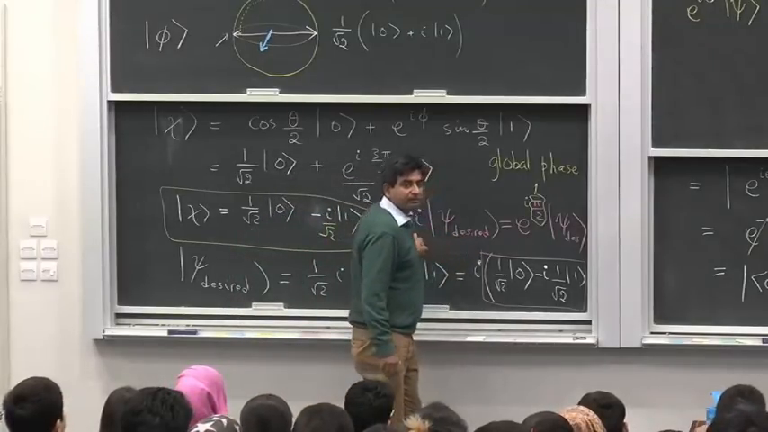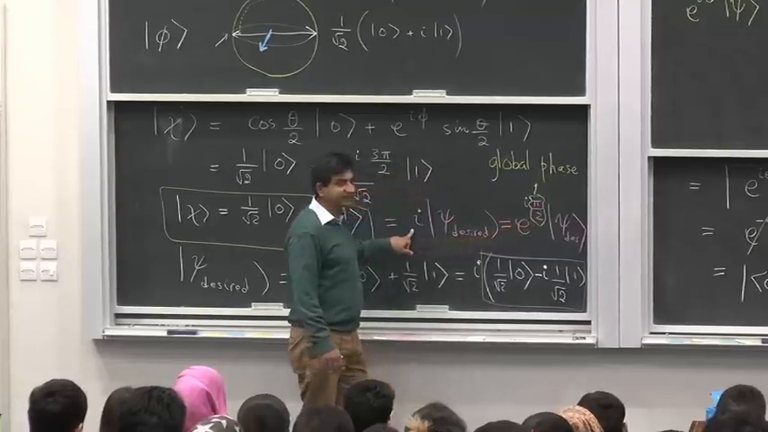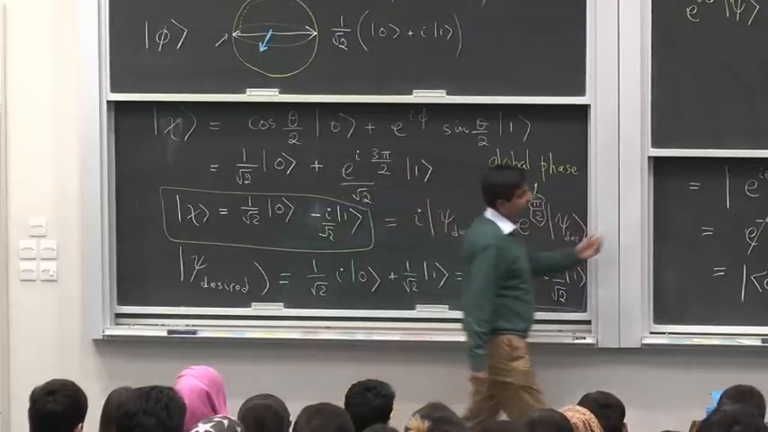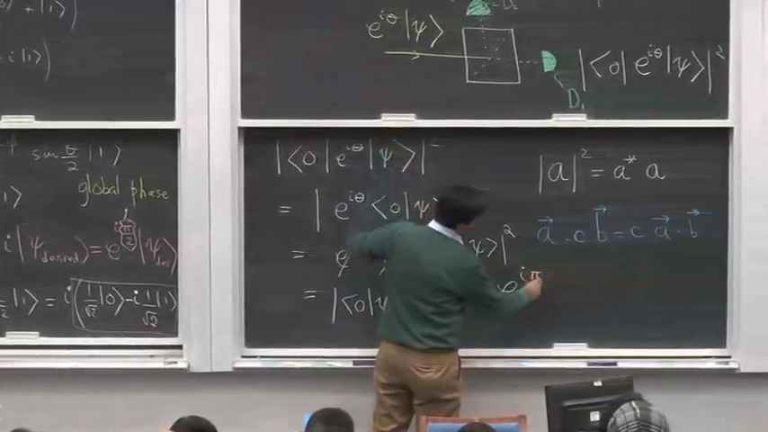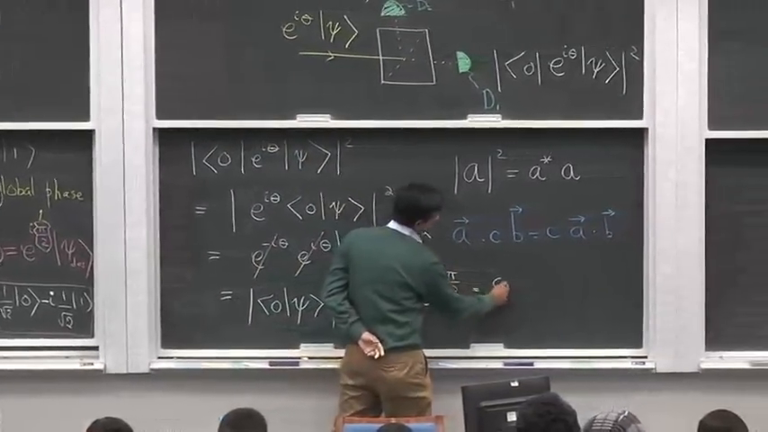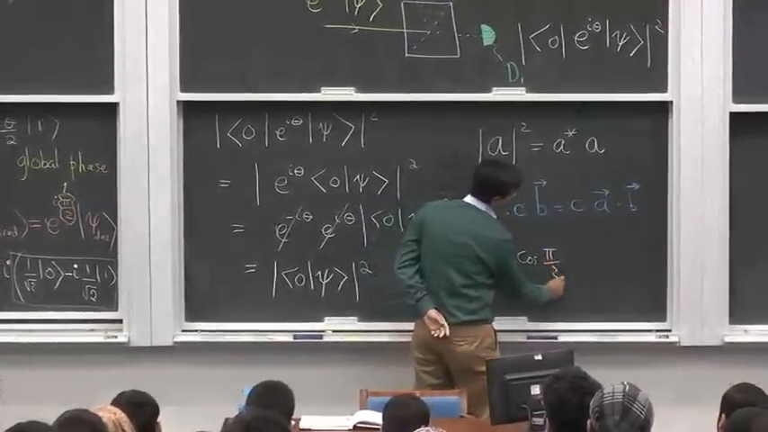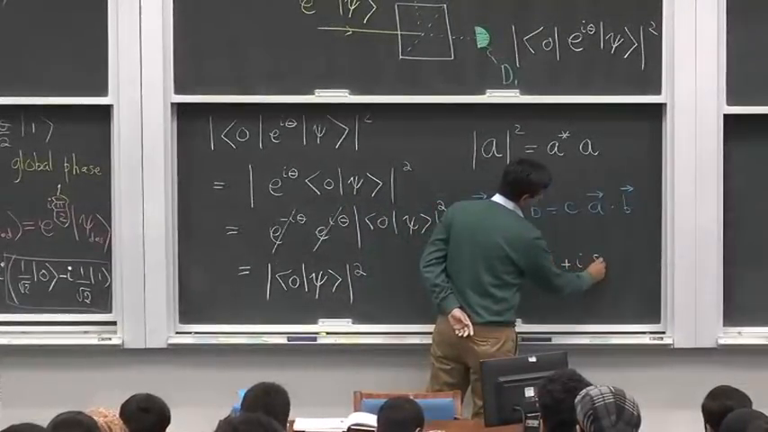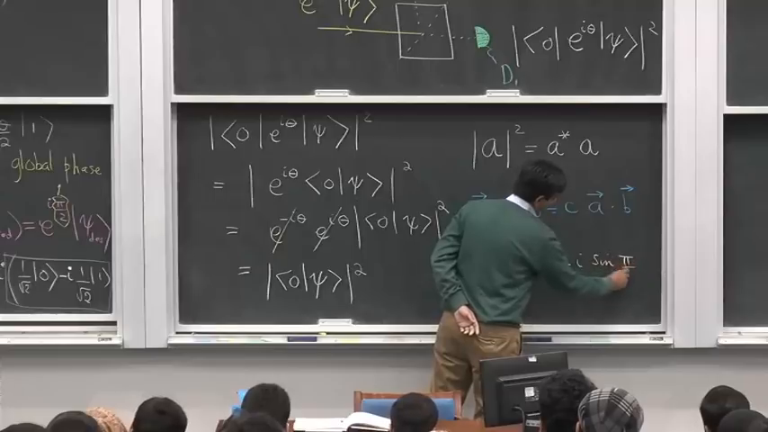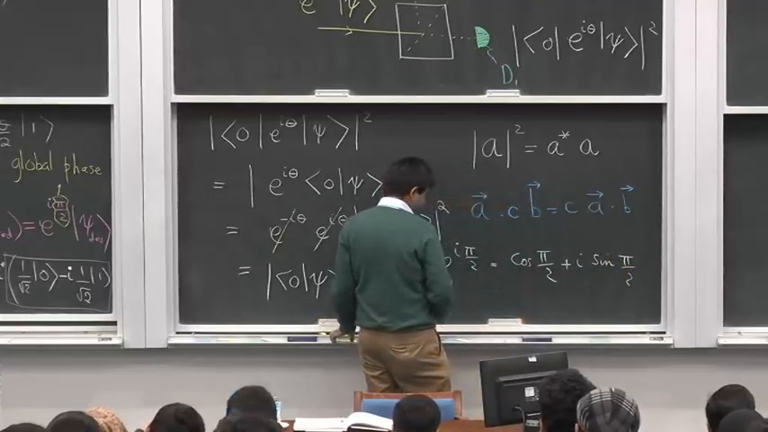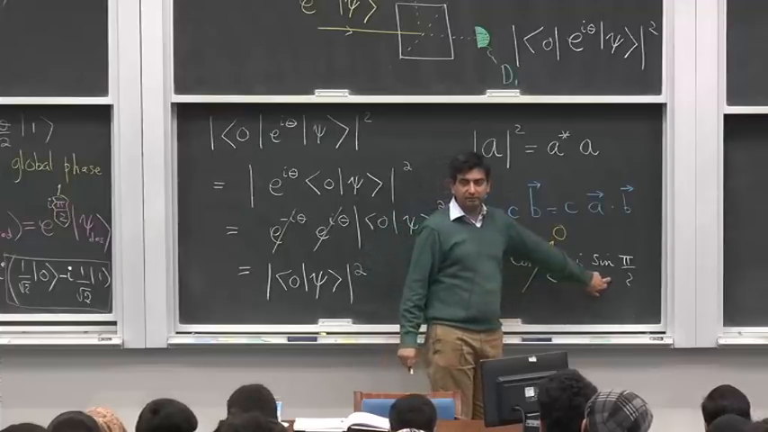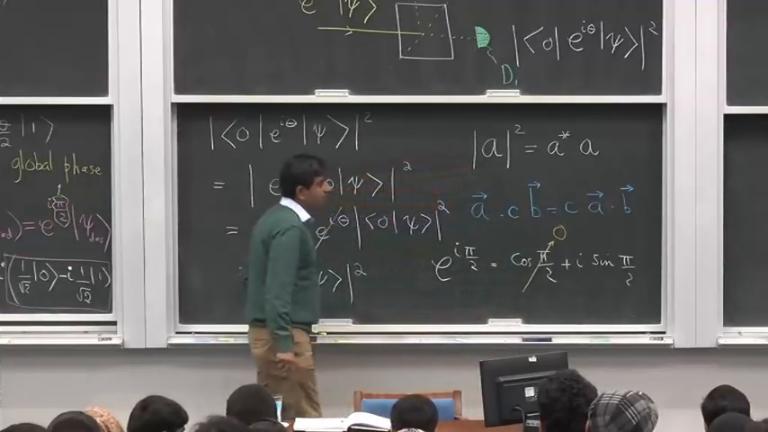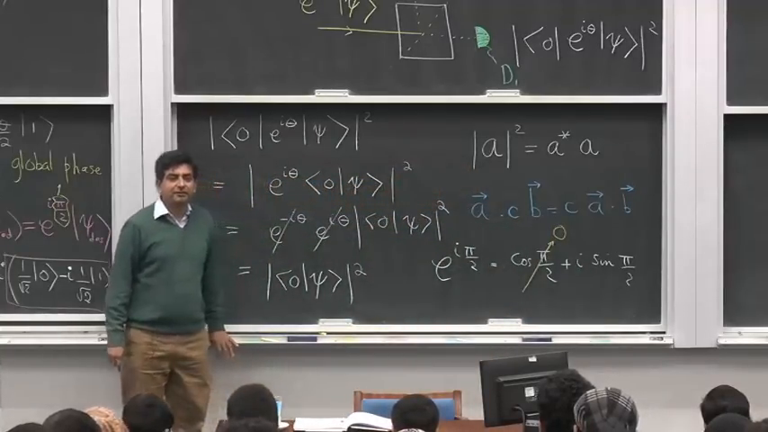This thing? This thing? So do you understand this? So it's simple. e^(iπ/2) is cos(π/2) + i sin(π/2). So this thing is 0. This thing is 1. Okay. Alright.